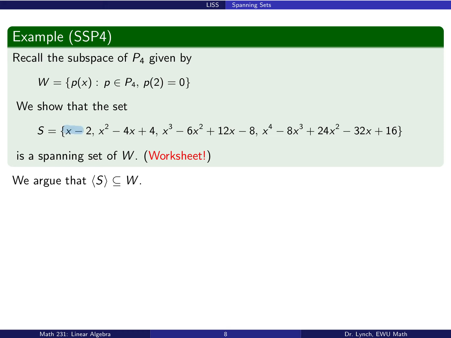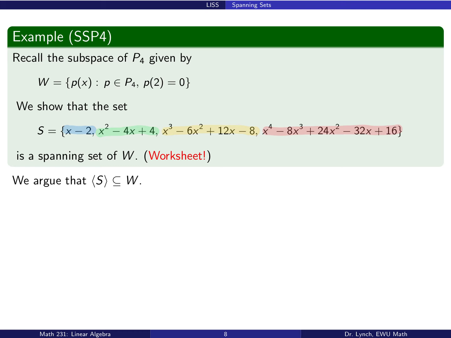Okay, so we can pretty quickly see that all of these elements of S are elements of W, right? When we plug in 2 to this x minus 2, we get 0. When we plug in 2 to this one, it turns out we get 0. When we plug in 2 to this one, it's a little more work, but we also get 0. And when we plug in 2 to this one, it turns out, lo and behold, we get 0. Okay, so since any element in the span is a linear combination of those elements, whenever we plug in 2, we're going to get 0 for any element of the span. So everything in the span of S is in W.